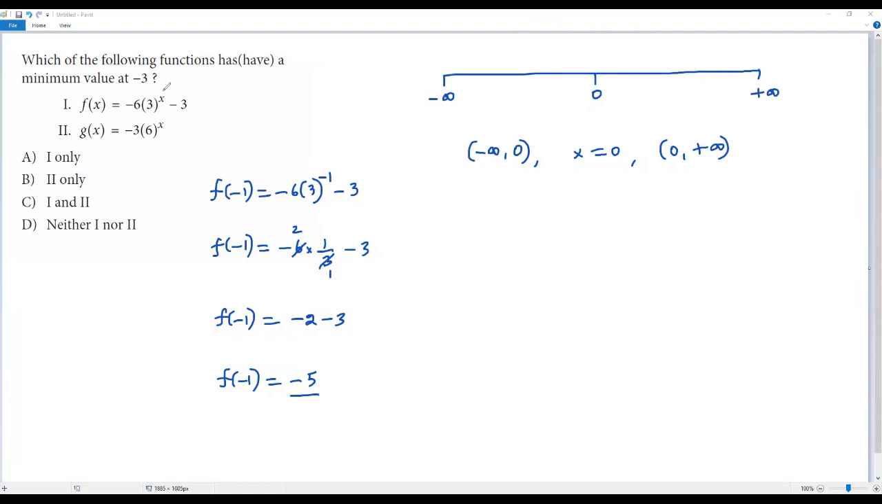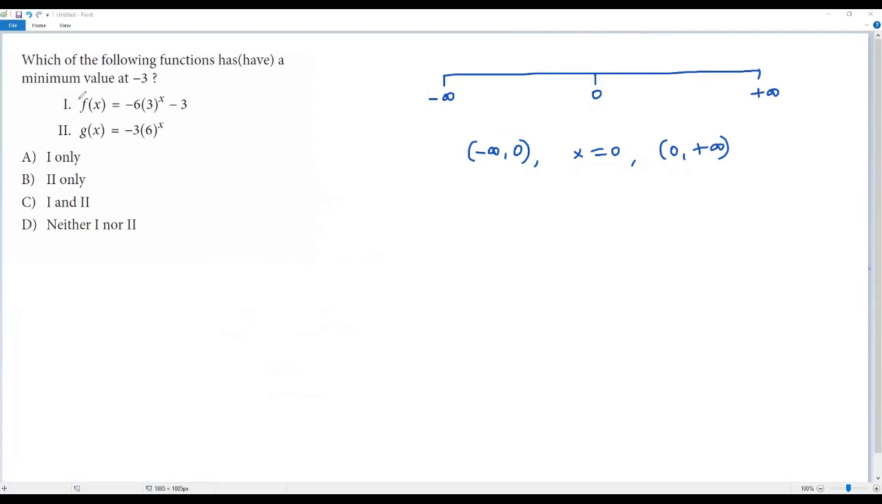This value -5 is less than -3. When I take a random value in the first part of the domain, I am getting a value for f of x which is less than -3. Since f of x is having a value less than this -3, this function f of x cannot have -3 as a minimum value. So we can reject the first function f of x.